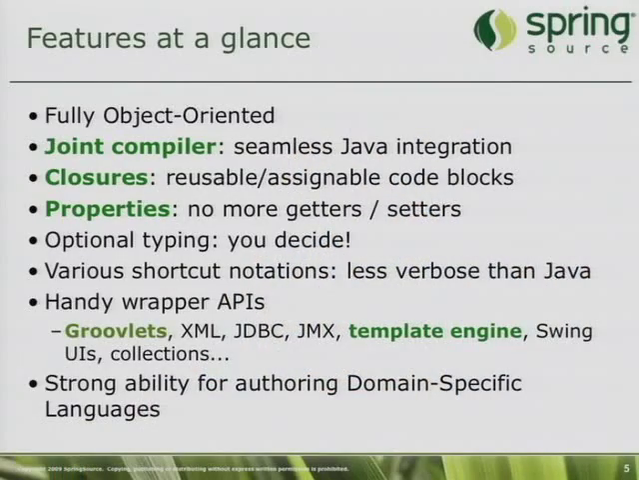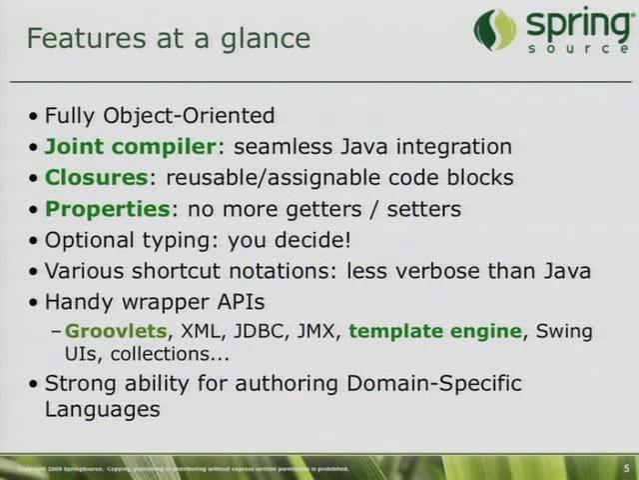We added closures, a loosely defined definition of closures. Basically some reusable, assignable code blocks. We've got properties, so you don't need to write those getters and setters every time. We have optional typing, so you decide whether you want to say def name or String name. That's up to you. We've got some various shortcut notations, for instance, for accessing getters and so on.